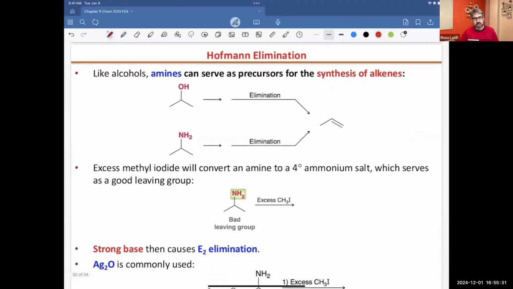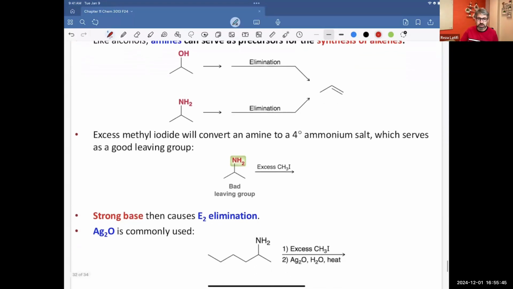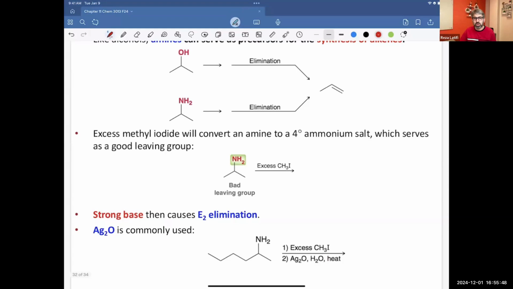The last thing that I want to talk about is elimination. Similar to alcohol, you can take an amine compound and turn it to an alkene. NH2 will leave the system and give us a double bond. In order to take NH2 out of the system, we need to make it a good leaving group. NH2 is not a good leaving group, but if you treat it with an excess amount of alkyl halide, it's going to go extreme and replace the 2 hydrogens and 1 lone pair with 3 alkyl groups. So technically, we get a quaternary amine.